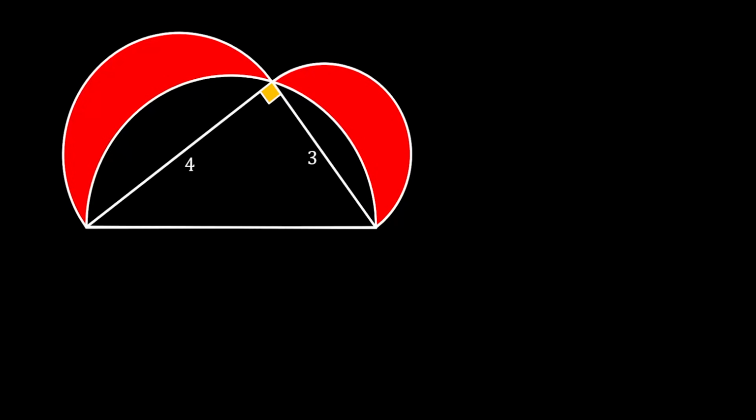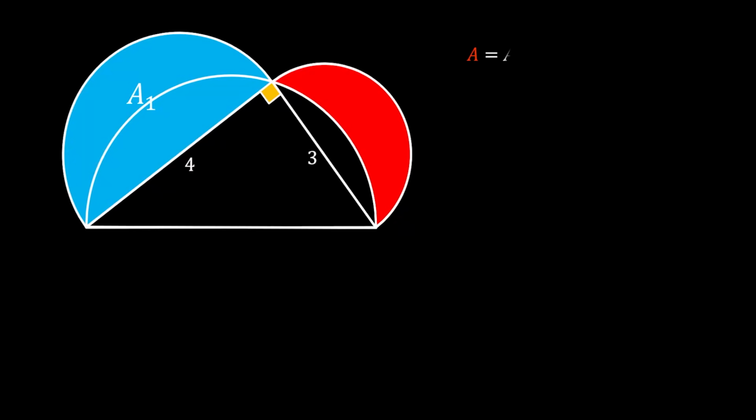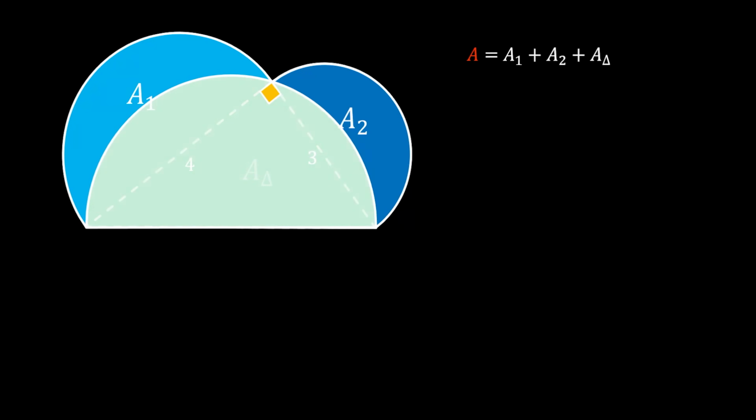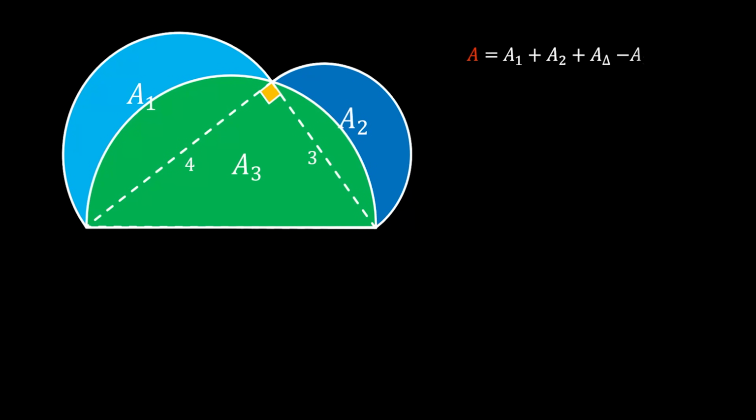So with this in mind, let's try to solve for our red area. You can notice the second fact, that our red area will be equal to the area of the semicircle on the left, which I will label as A1, plus the semicircle on the right, which I will label as A2, plus the area of our triangle, and minus the area of the big semicircle, which I will label as A3. In this way, we can get the area that we want.